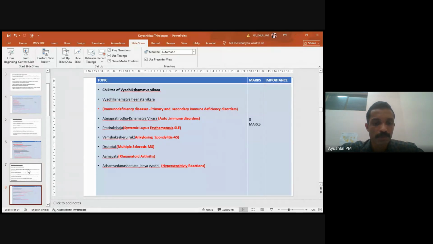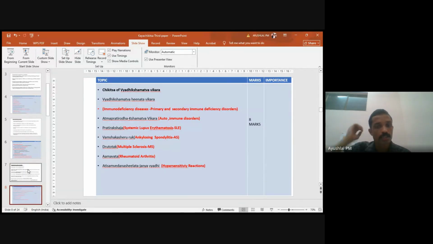It's given that Amavata is rheumatoid arthritis, but Amavata is not always rheumatoid arthritis. Amavata can be various different conditions. So you should not always write that rheumatoid arthritis is Amavata. That is a wrong concept, a wrong understanding. Rheumatoid arthritis can be different conditions. Sometimes even rheumatoid arthritis presentation will have other extra presentations. So that depends on patients.